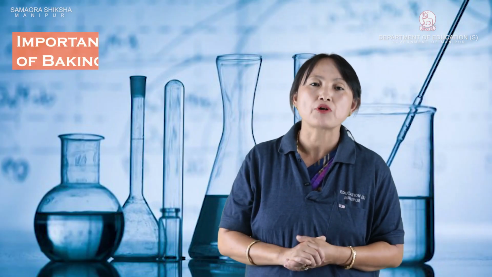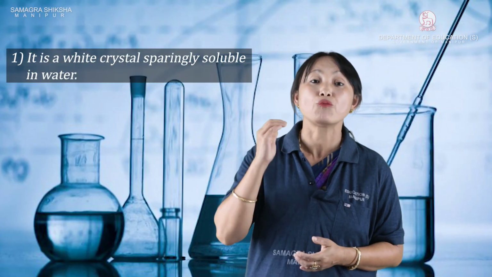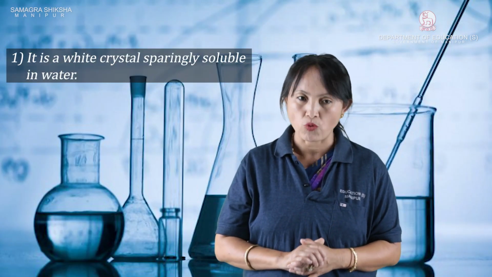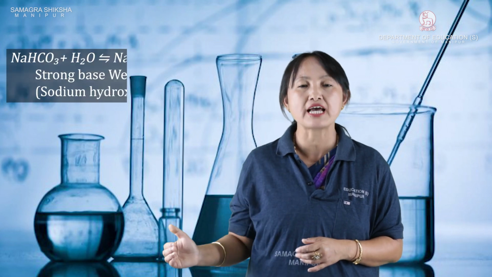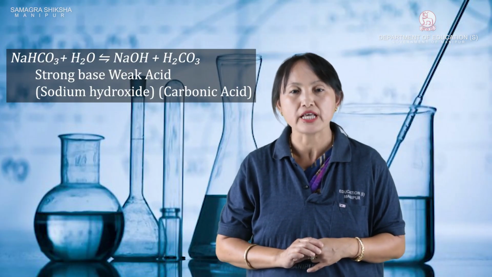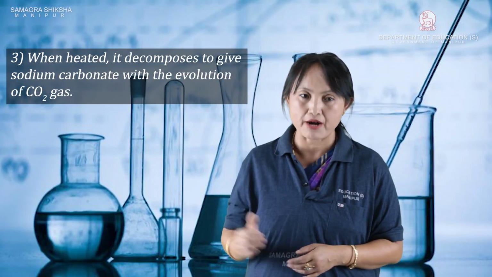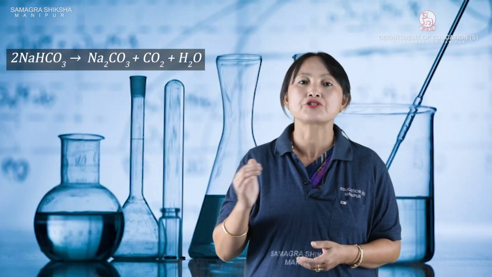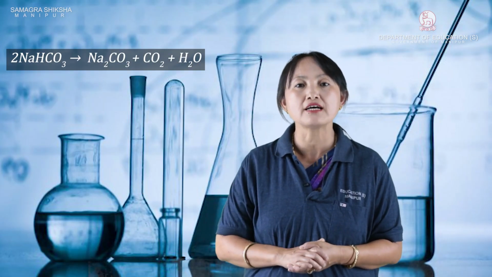Now this baking soda, it has got some important properties. So what are the important properties of baking soda or sodium hydrogen carbonate? So the first property is it is a white crystal sparingly soluble in water. Solution of sodium bicarbonate is mildly alkaline. So when it is hydrolyzed in water, we obtain the parent base, that is an alkali, strong alkali, sodium hydroxide along with a weak acid, carbonic acid. Now when heated, it decomposes to give sodium carbonate with the evolution of carbon dioxide gas. Now the involved equation here is when heat is passed through sodium hydrogen carbonate, we obtain sodium carbonate along with carbon dioxide gas and water.